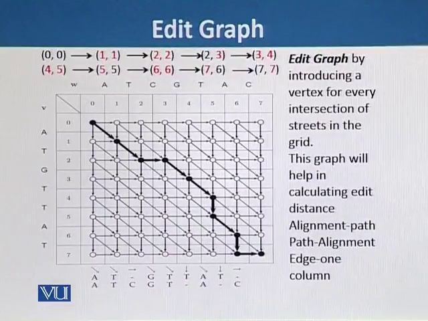So we have studied that after alignment we will get the edit graph, and the property of this edit graph is that we can move in the diagonal position as well. And this edit graph is achieved by introducing a vertex for every intersection of streets in the grid. This graph will help in calculating the edit distance after alignment, path alignment, alignment edge, and one column.